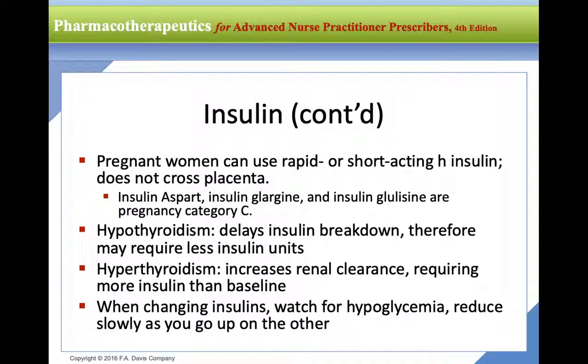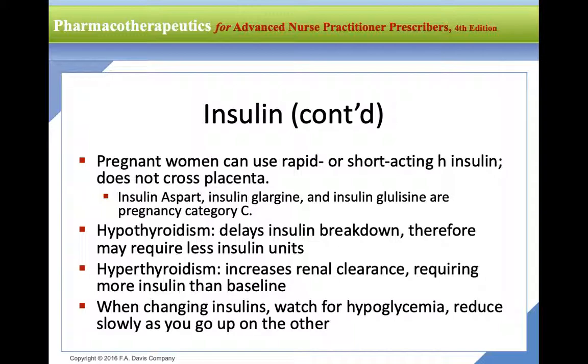So you can see pregnant women can use rapid or short-acting insulin because it doesn't cross the placenta. Hypothyroidism can delay insulin breakdown, therefore requiring less units, and the opposite for hyperthyroidism. So as you're adjusting those, you want to make sure that you're keeping that in mind as you're correcting either of those. And whenever you're changing insulins, you want to watch for hypoglycemia.